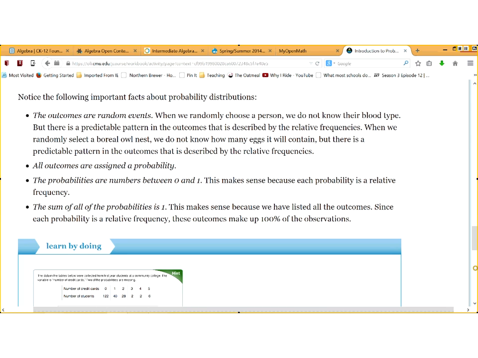The biggest things are the last 2: the probabilities all have to be between 0 and 1, because that's what probabilities are, and they have to add up to 1. And of course the fact that they have to add up to 1 is important in the first of the 2 quizzes in this module.